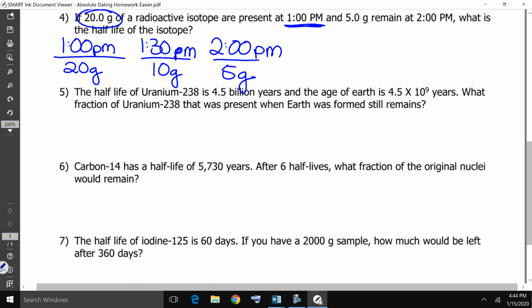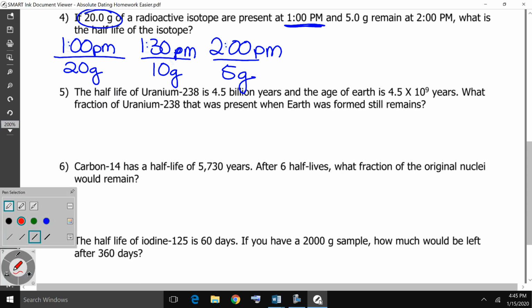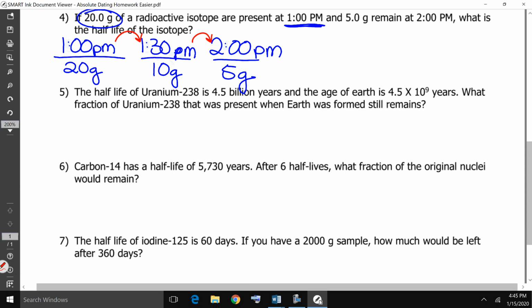Okay, therefore, our half-life, the time it takes to get from here to here and from here to here, the time it takes for half of the atoms, half of the amount of a radioactive substance, to decay, in this case, is going to be 30 minutes.